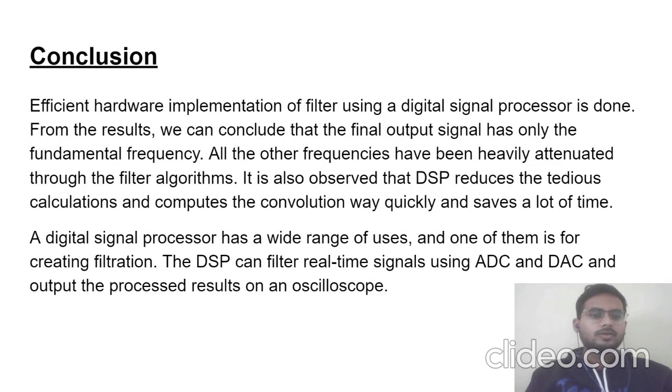Conclusion of the presentation. Efficient hardware implementation of the filter using a digital signal processor is done. From the result, we can conclude that the final output signal has only the fundamental frequency. All other frequencies have been heavily attenuated through the filter algorithm. It is also observed that the DSP reduces tedious calculation and computes the convolution very quickly, which saves a lot of time. A digital signal processor has a wide range of uses, and one of them is filtration. The DSP can filter a real-time signal using ADC and DAC and output the processed result on an oscilloscope. Thank you.